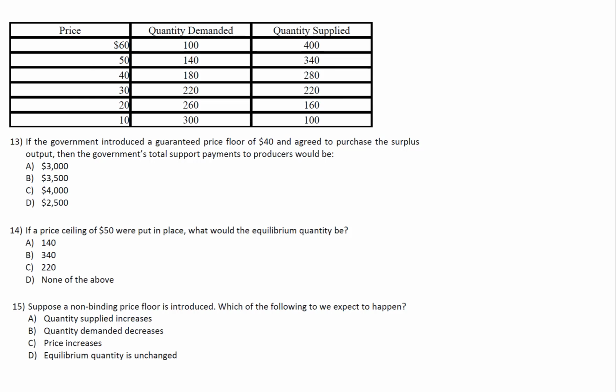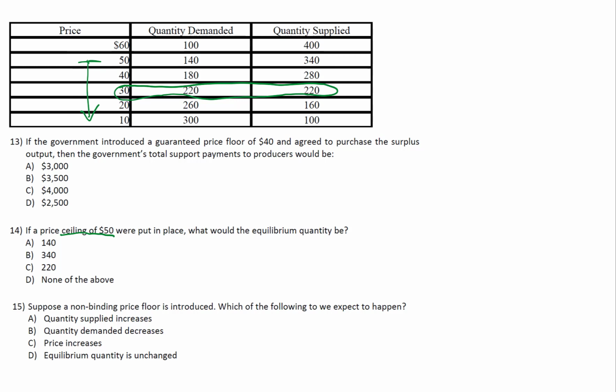Now let's look at number 14. We said that in absence of any price controls, our equilibrium price is 30 because at that price we have 220 units supplied and 220 units demanded. Now a price ceiling of $50, a ceiling means the price has to be no higher than $50. So it has to be somewhere at $50 or below.